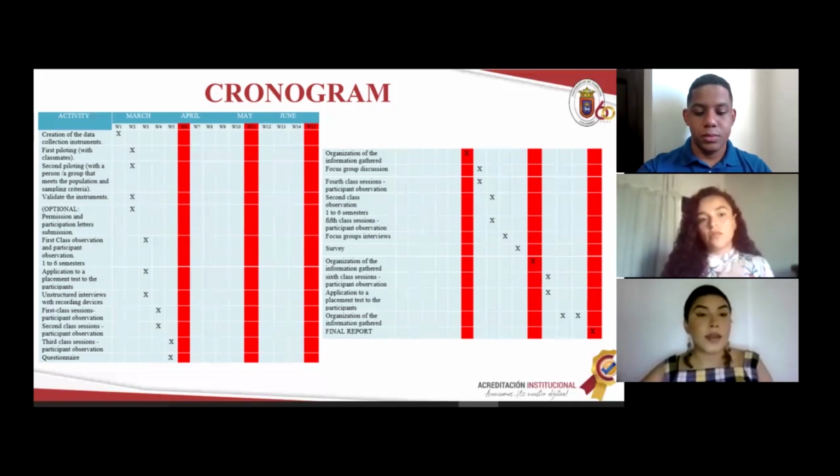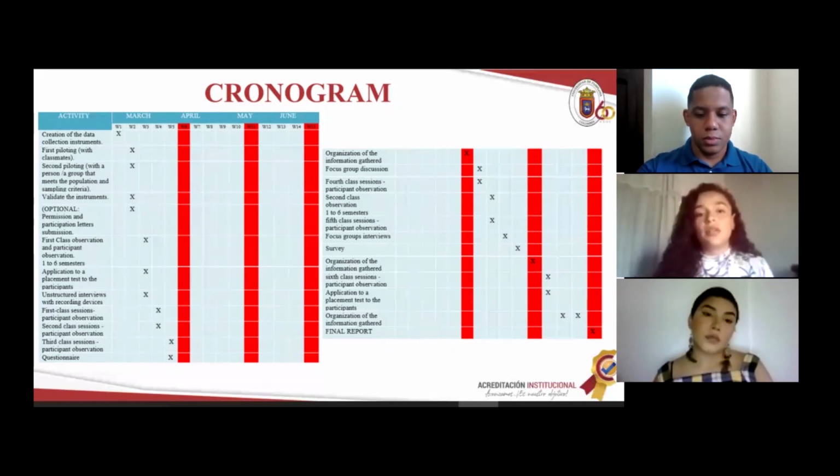Then we have the application of a placement test to the participants. This is to identify the students' English level according to the Common European Framework of Reference. As I said before, unstructured interviews with recording devices will be used to involve the students in the research project, giving them the opportunity to comment on any suggestion that they have on the topic to follow.